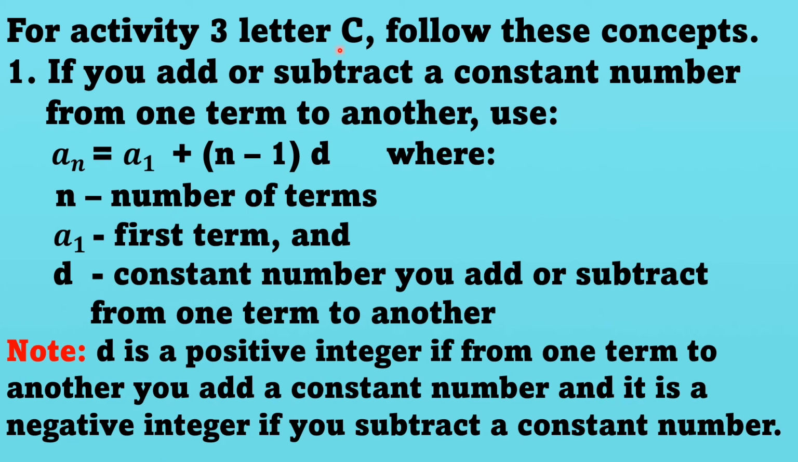For activity 3, letter C, follow these concepts. Number 1, if you add or subtract a constant number from one term to another, use a sub n equals a sub 1 plus quantity n minus 1 times d, where n is the number of terms, a sub 1 is the first term, and d is the constant number you add or subtract from one term to another. Note, d is a positive integer if from one term to another you add a constant number, and it is a negative integer if you subtract a constant number.